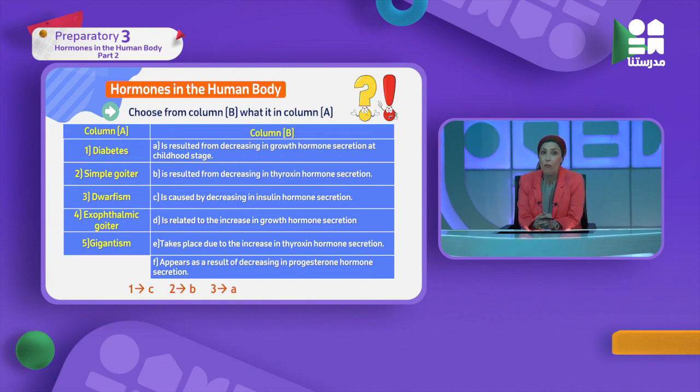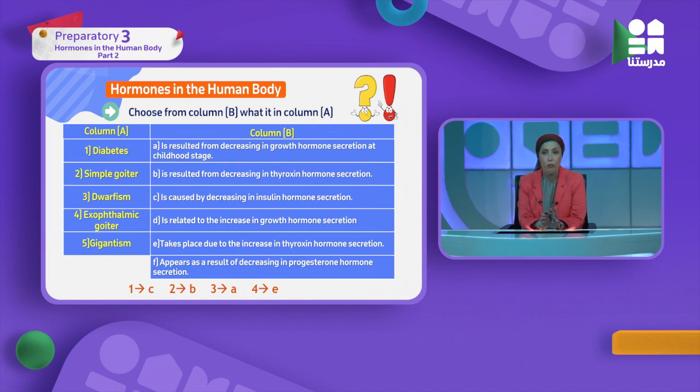Now exophthalmic goiter. Exophthalmic is the second disease that comes from a disorder of the thyroid gland secretion, the thyroxine hormone. Is it decreasing or increasing? It's increasing. So it takes place due to the increase in the thyroxine hormone secretion, which is number E. So number 4 is with E.